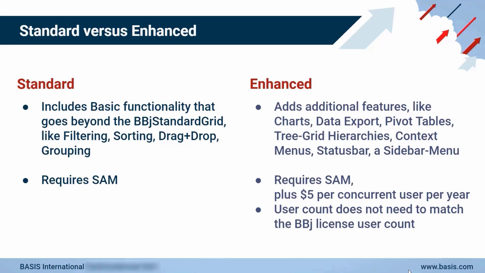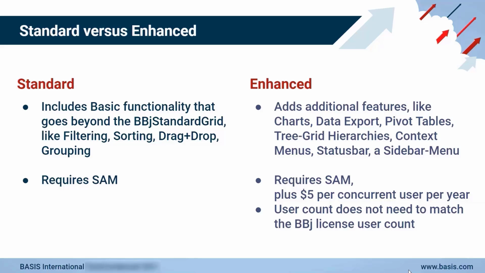When you install the plugin into your BBj, you can use all its standard functionality as long as your BBj license is under SAM. Give your users features like filtering, sorting, grouping, column pinning, or column drag and drop with little additional effort. Thanks to the underlying third-party JavaScript component we have built on, you can add additional attractive features. We at Basis have negotiated a favorable pricing structure with the vendor so that for a small fee of only $5 per year and concurrent user, you enable its enhanced features.